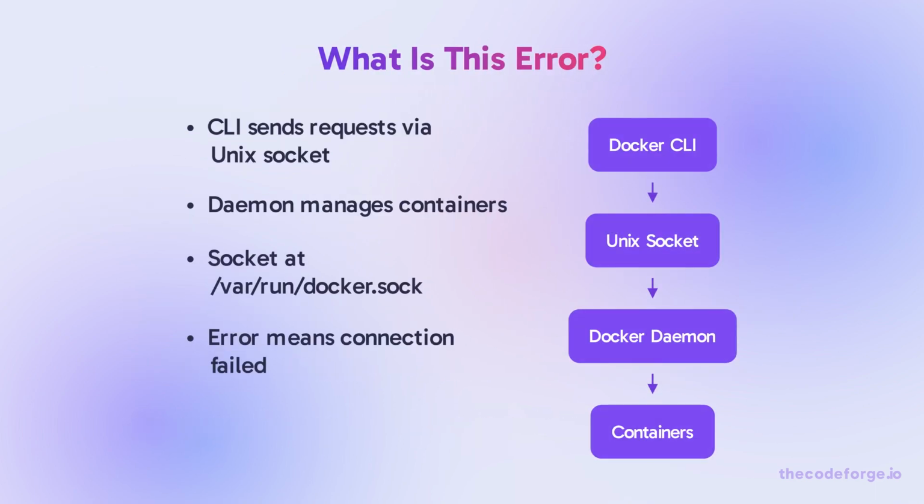Before we dig into that production issue, let's cover "cannot connect to the Docker daemon." The error means the Docker CLI cannot reach the daemon through the Unix socket. The daemon is the background service that manages containers, and the socket is the communication channel. When the socket is missing, inaccessible, or the daemon is not running, every Docker command fails.